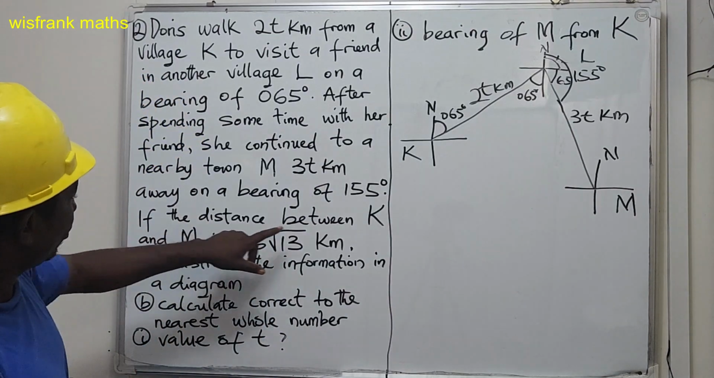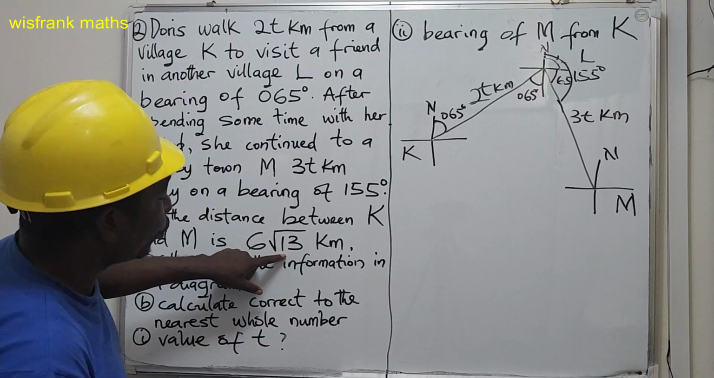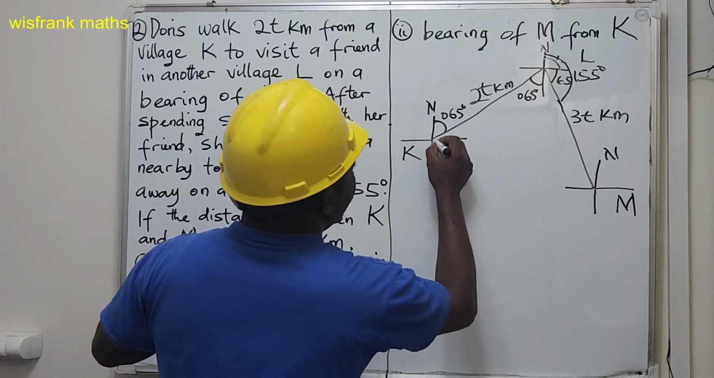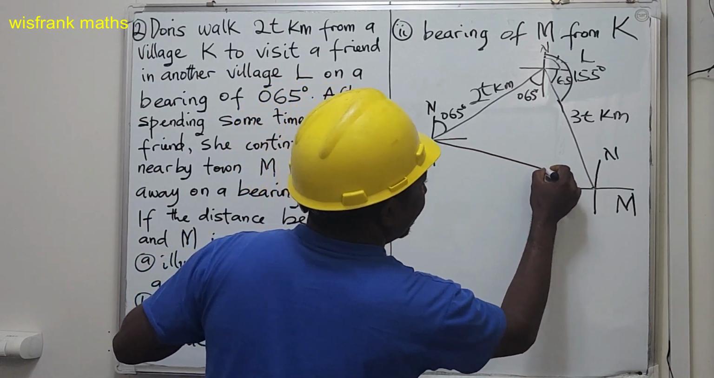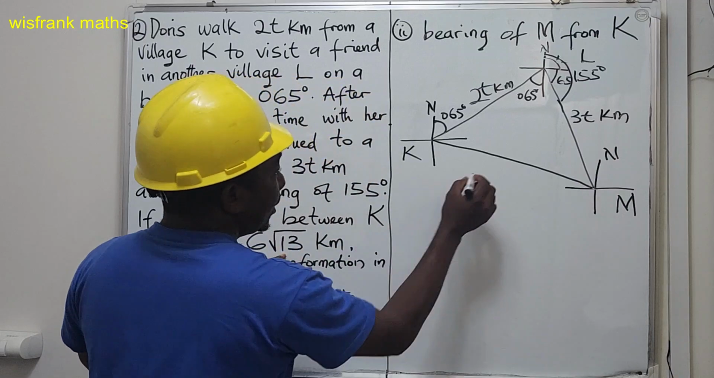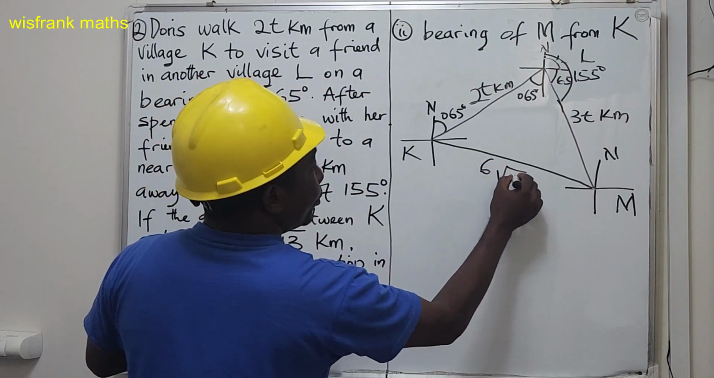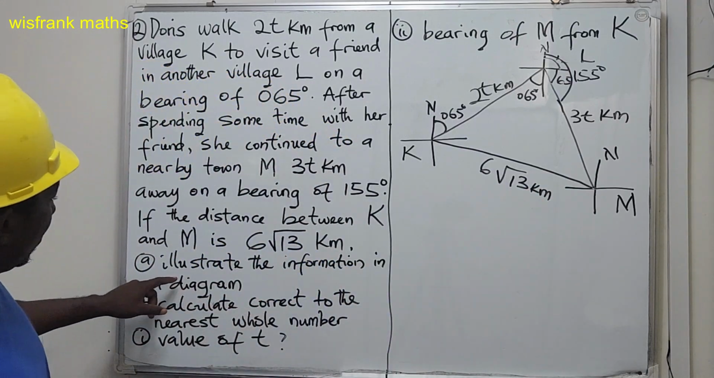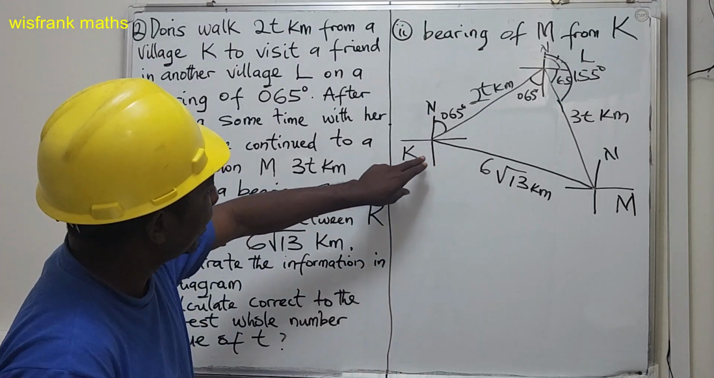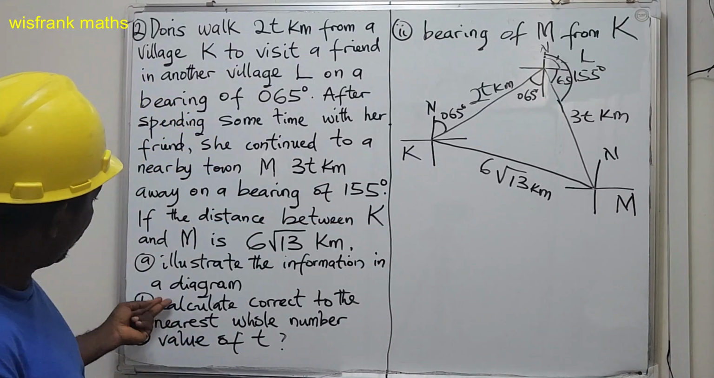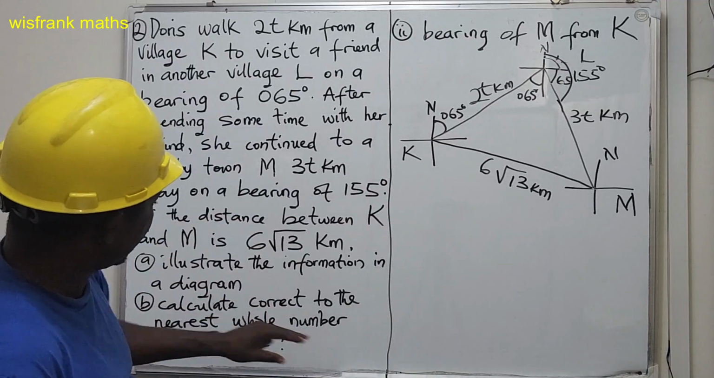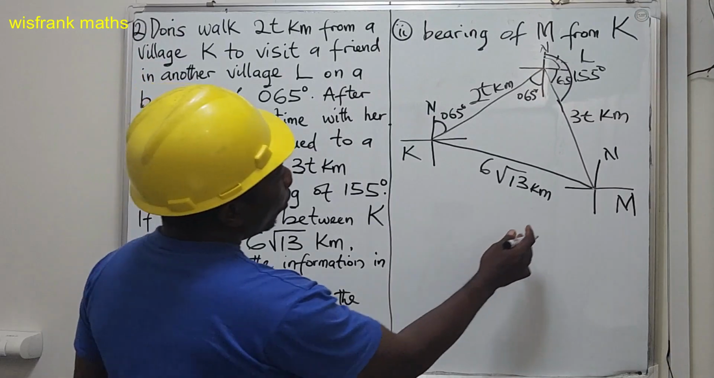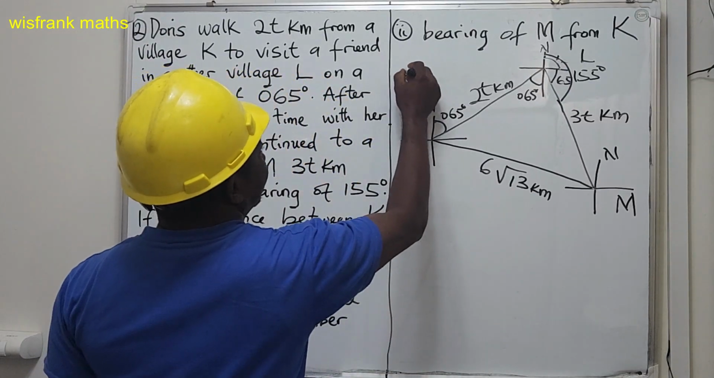and it says if the distance between K and M is 6√13 kilometers, so we have from this point to this point here, and it says the distance is 6√13 kilometers. So that is the distance from K to M. So what we illustrate now is to put the information in a diagram. We have gotten this. This is our A part.